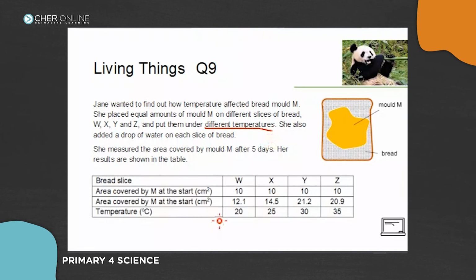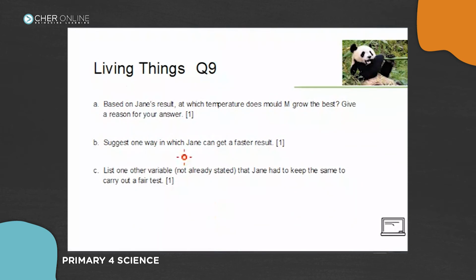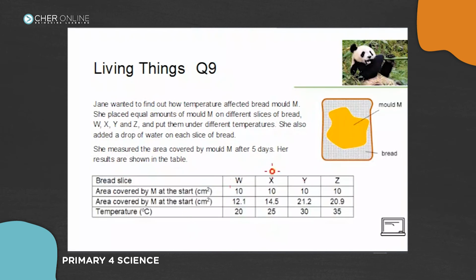Okay? When we read questions like this, the first thing we identify is the change variable. Always ask yourself, what is the change variable? So the thing that changes in this question is the temperature. Based on the result, at which temperature does mold grow the best? Okay, let's look at it.